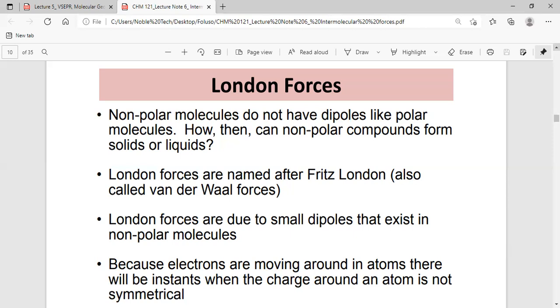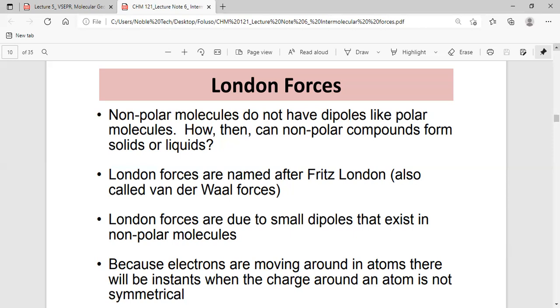Because of this London dispersion force, it is possible for you to have nonpolar compounds that are solid or liquid in nature. One would have thought that because there is no strong force, all nonpolar substances would have been gases. But that is not the case because of the London dispersion force. The London force is named after Fritz London, and sometimes it's also called the Van der Waals force.